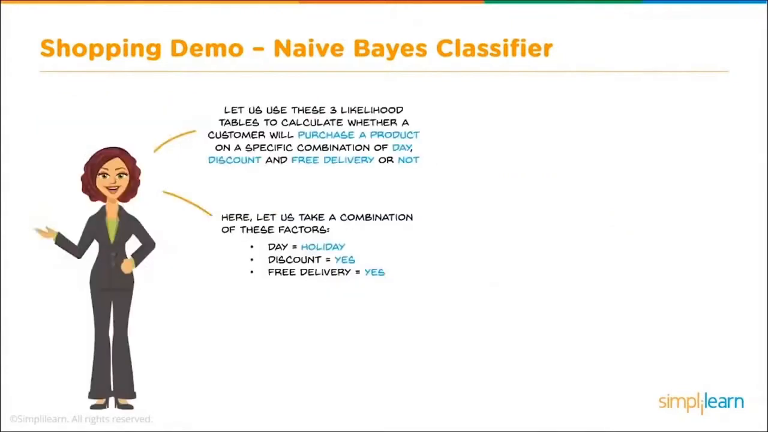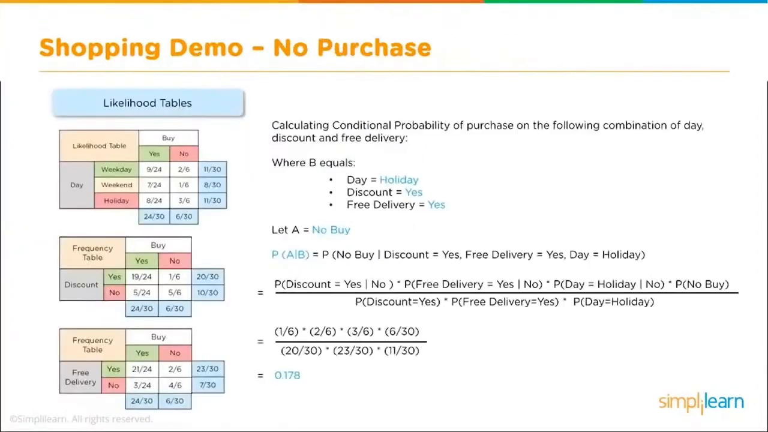Let us use these three likelihood tables to calculate whether a customer will purchase a product on a specific combination of day, discount, and free delivery, or not purchase. Here, let us take a combination of these factors: day equals holiday, discount equals yes, free delivery equals yes. Let's dig deeper into the math and actually see what this looks like.